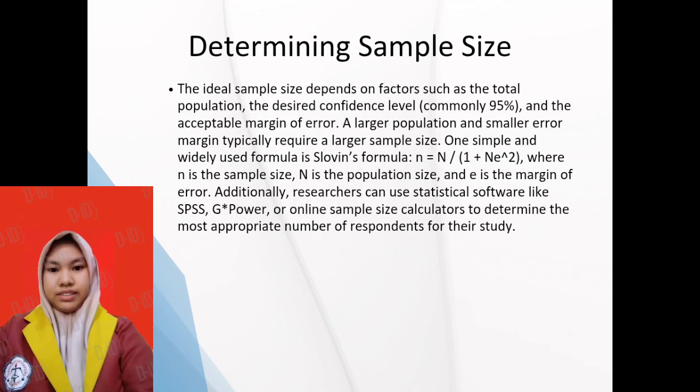Determining sample size. The ideal sample size depends on factors such as the total population, the desired confidence level, commonly 95%, and the acceptable margin of error. A larger population and smaller error margin typically require a larger sample size. One simple and widely used formula is Slovin's formula, where n is the sample size, N is the population size, and e is the margin of error. Additionally, researchers can use statistical software like SPSS, G*Power, or online sample size calculators to determine the most appropriate number of respondents for their study.